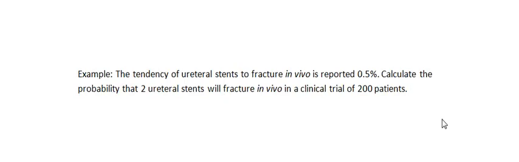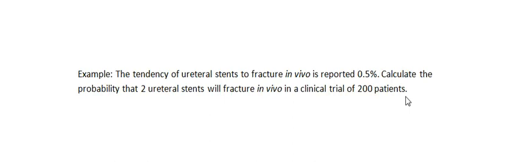Let's look at this example. The tendency of urethral stents to fracture in vivo is reported to be 0.5%. Calculate the probability that two urethral stents will fracture in vivo in a clinical trial of 200 patients.